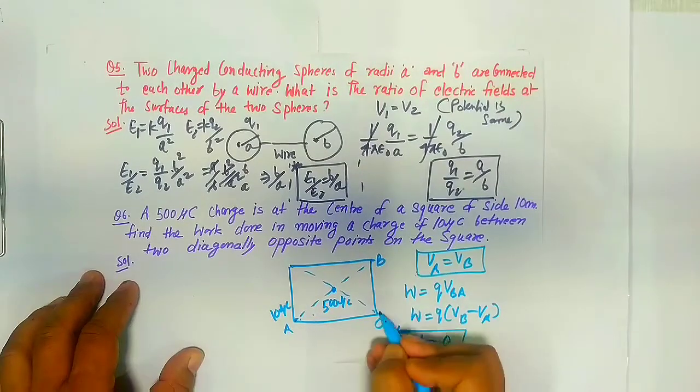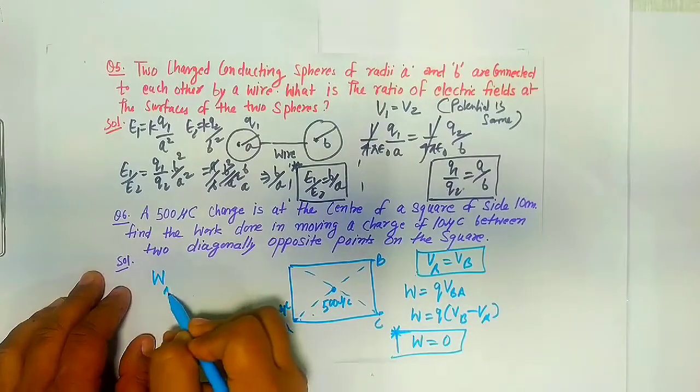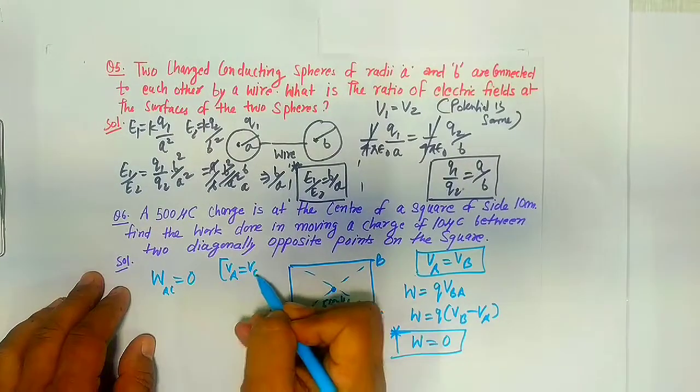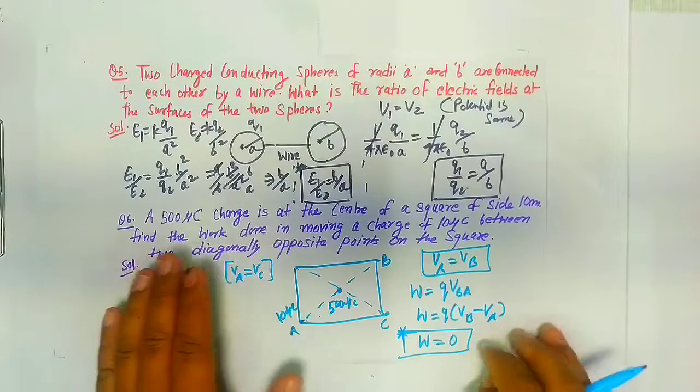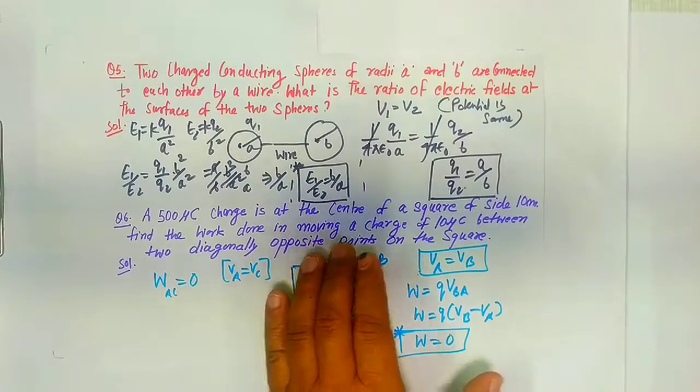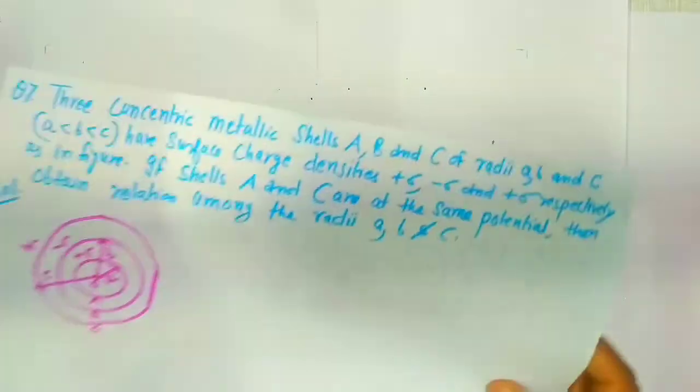If there is another point C, and if I ask you what is WAC, you know again it will be 0. Why? Because VA is equal to VC. So this is very simple, one mark question, that this becomes an equipotential surface and the work done is 0. So this is question number 6.